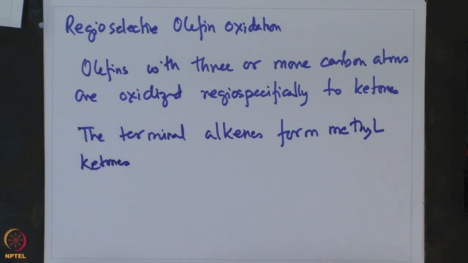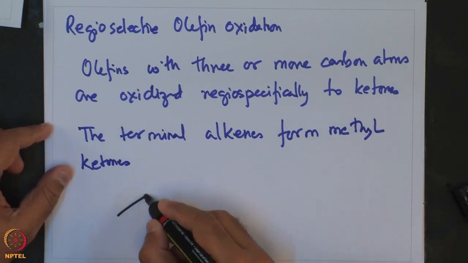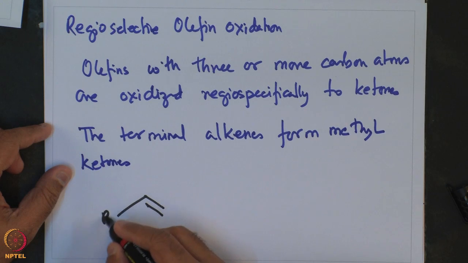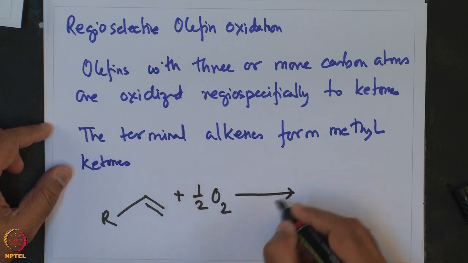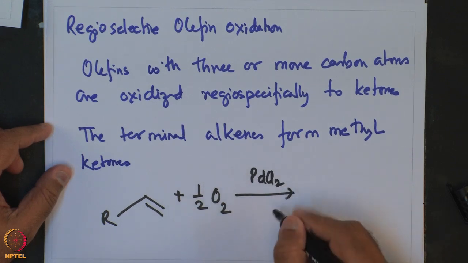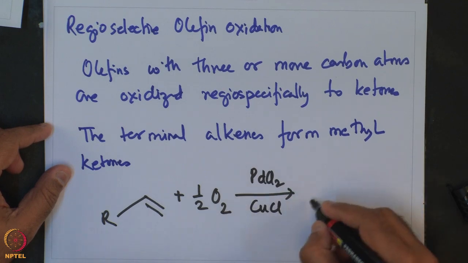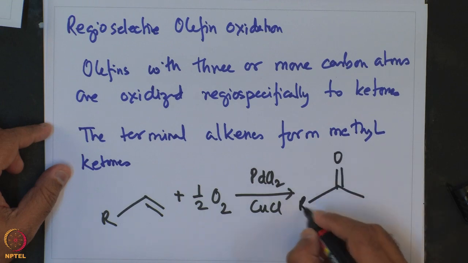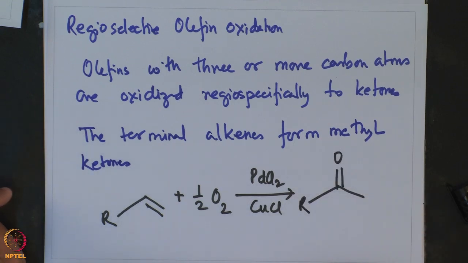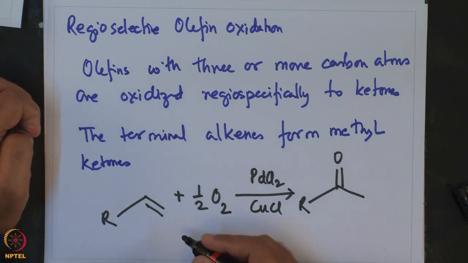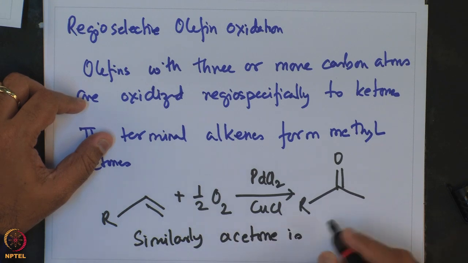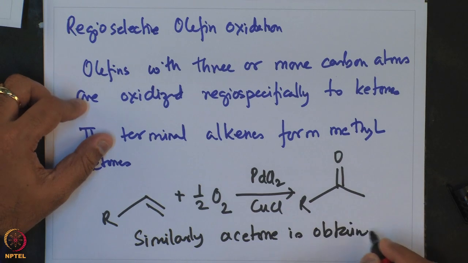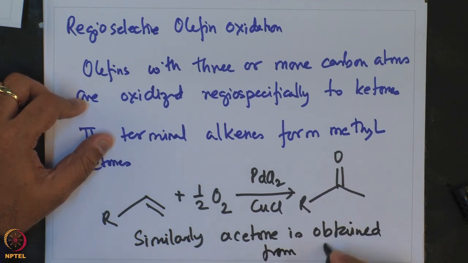And this is illustrated by this example. R-CH=CH2 plus half oxygen with PdCl2 and CuCl gives this methyl ketone. Similarly, propene gives acetone.